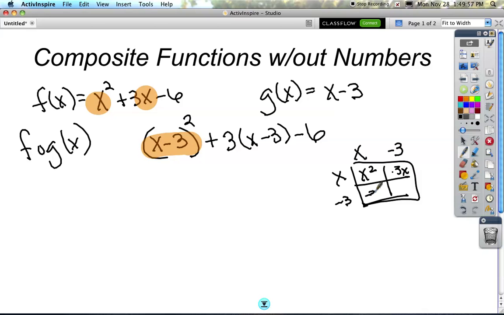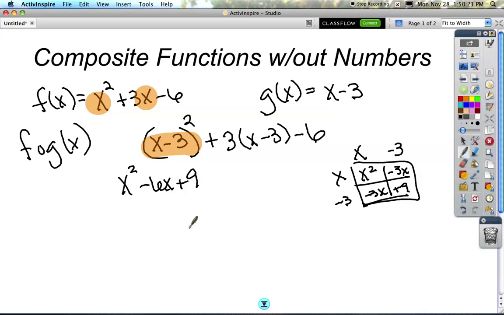-3x, -3x. What's -3 times -3? 9. Are we remembering that, I hope? Okay, may need to brush up on it a little bit. So what is x minus 3 squared for me? x squared minus 6x plus 9.